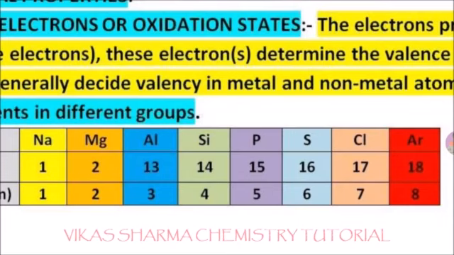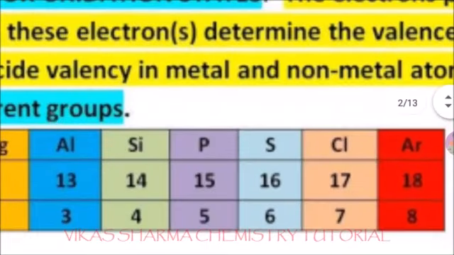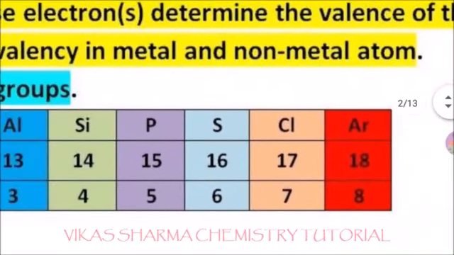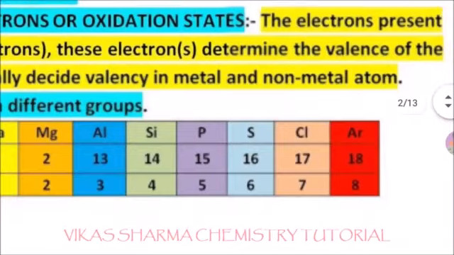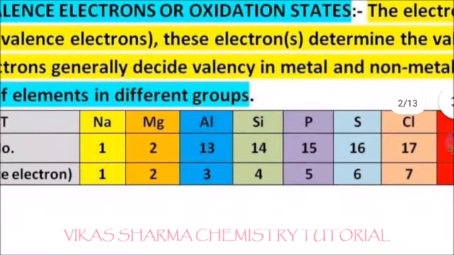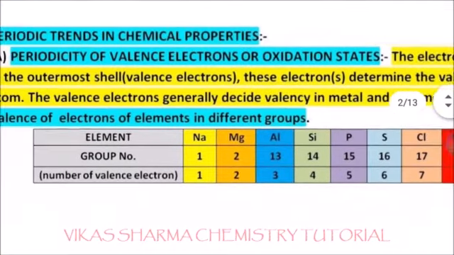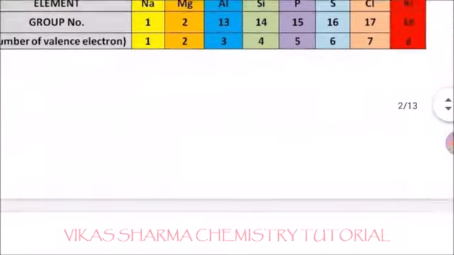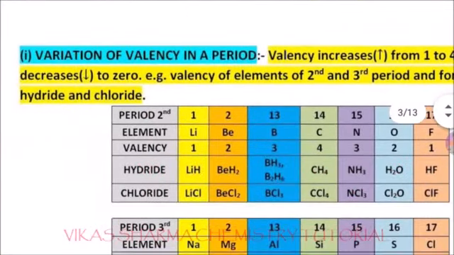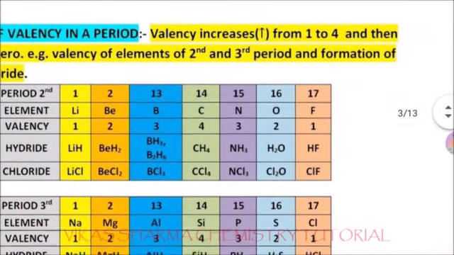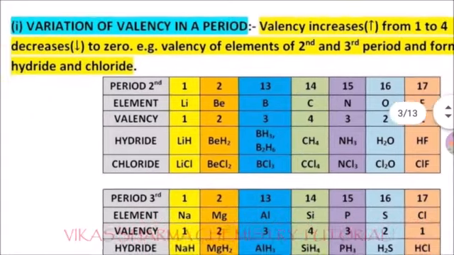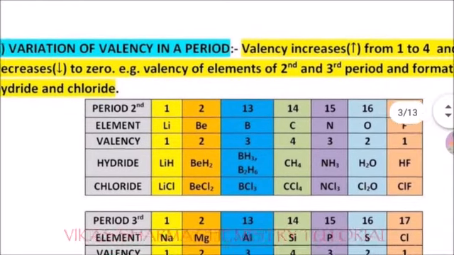Sulfur has 6 valence electrons. Chlorine has 7 valence electrons. In the case of argon, the valence electrons are 8. It means when we move left to right in a period, the valence electrons increase. The periodic table shows this pattern. The variation of valency in a period: the valency increases from 1 to 4 and then decreases to 0.